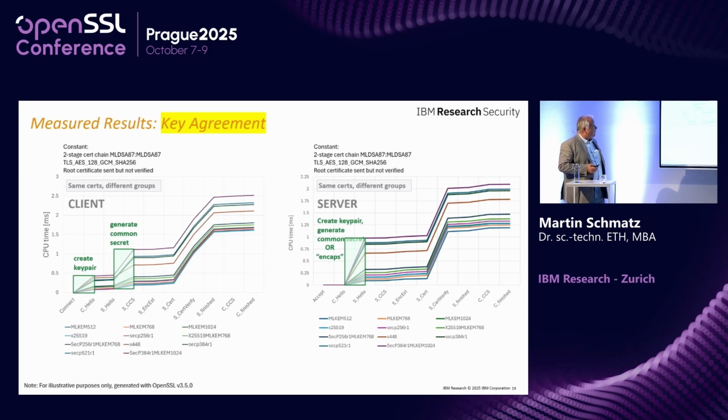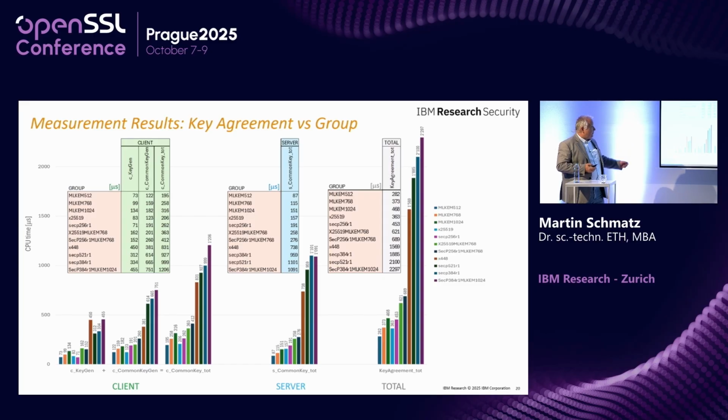So then what are the numbers? Key agreement. That's how it looks. I don't go into the numbers themselves, but you can see we can nicely separate on the client side how long it takes to generate the key, how long it takes to derive a common secret from the own key share, the private key plus the key share we get from the server. On the server we can then combine that into the generation of the common key, and last but not least we can also say how long it takes overall.